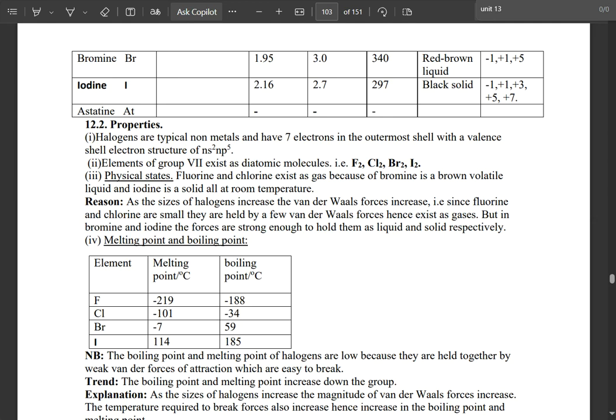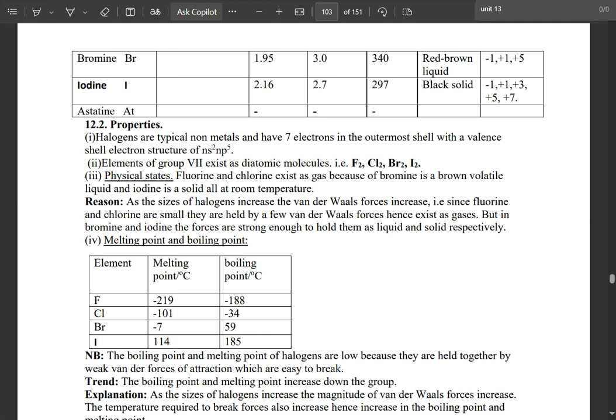Here they say that the boiling and melting points of halogens are low because they are held together by weak van der Waals forces of attraction, which are easy to break. I told you about van der Waals forces. They are a type of weak intermolecular force that plays a crucial role in the properties of molecules and materials. They are named after the Dutch physicist Johannes Diderik van der Waals.